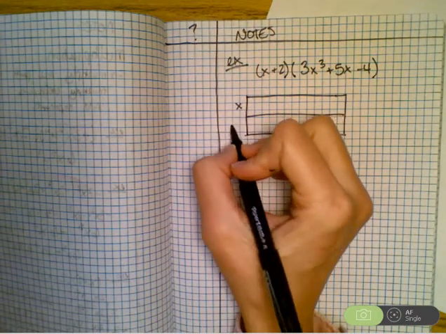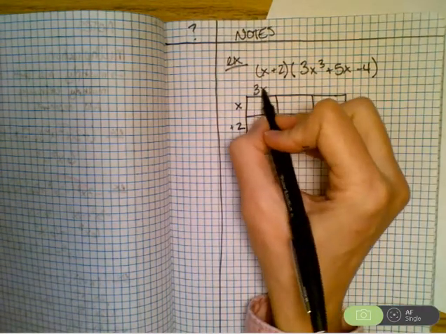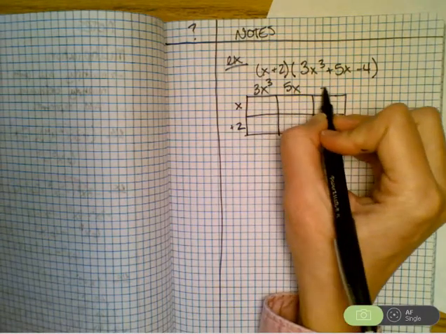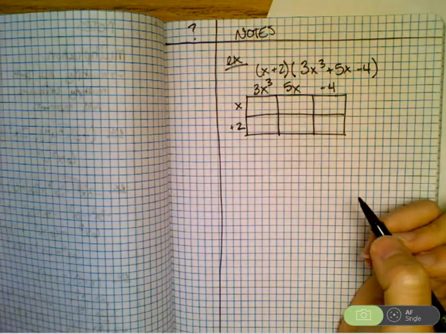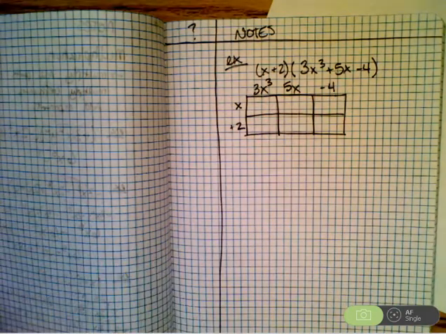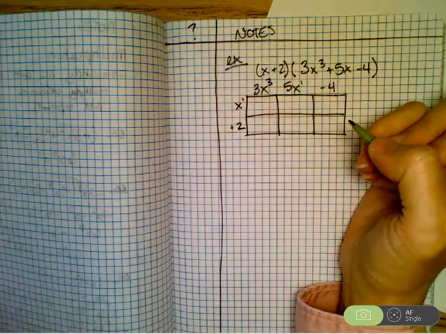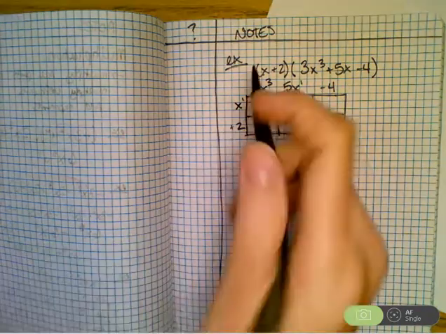So I have x and plus 2. And then across the top, I'm going to put 3x to the third, 5x, and negative 4. And now I multiply. 3x to the third times x. Well, remember, again, this x has a little hidden 1 on it, and that one has a hidden 1 on it. Might be helpful just so that you don't forget about those when you're multiplying.